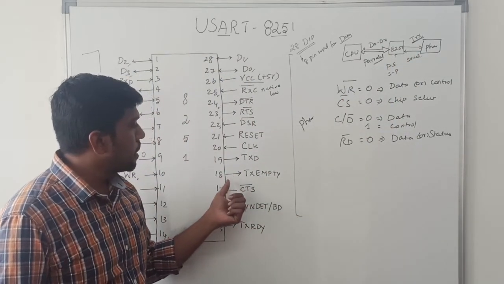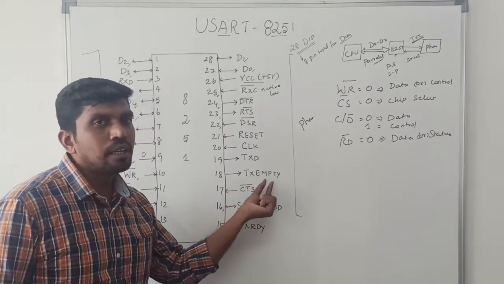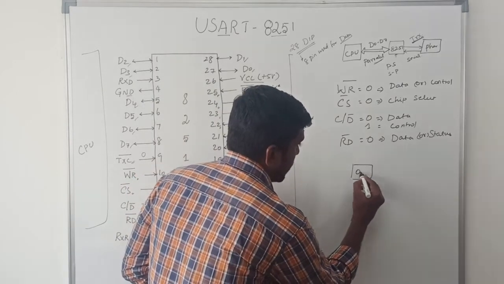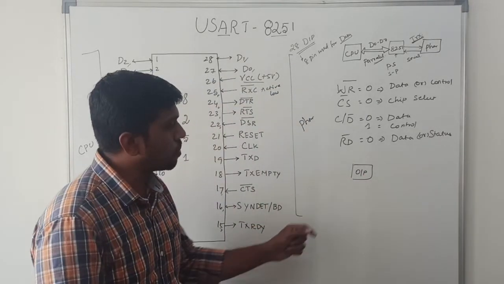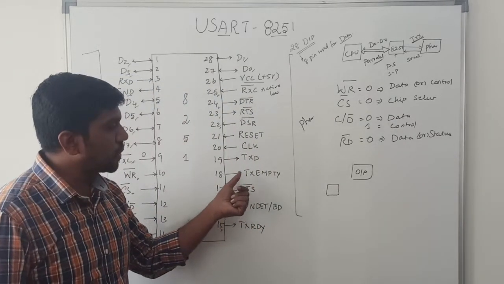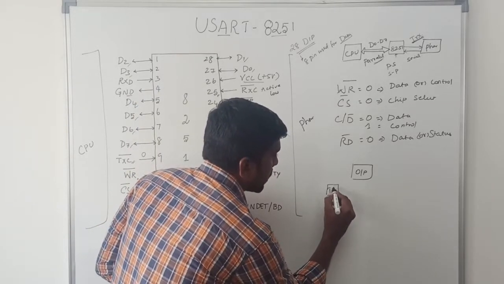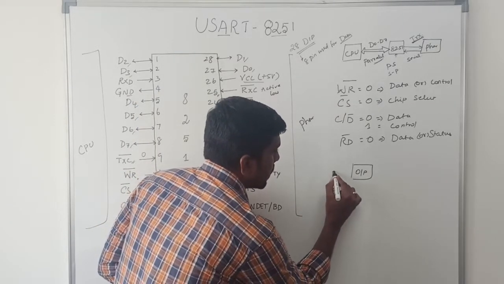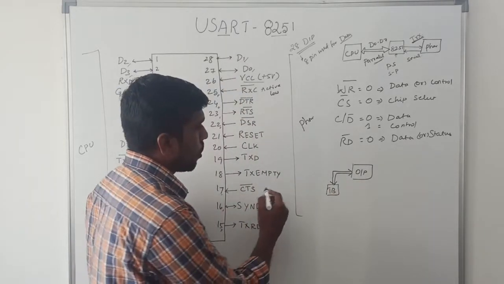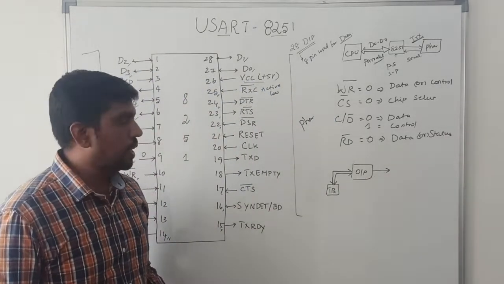Next is pin number 18, TxEMPTY. TxEMPTY represents transmitter empty. After transmission the output register is empty. While TxEMPTY equals 1, it denotes that the transmit buffer register holds the data, and this data is loaded into the output register. After the output register is loaded, it is ready to transmit the next data.